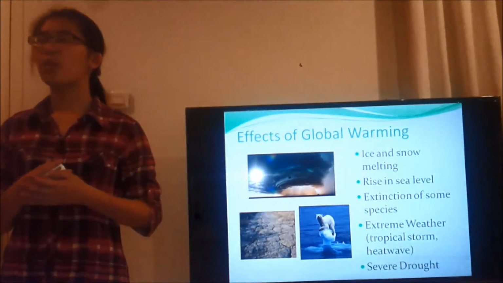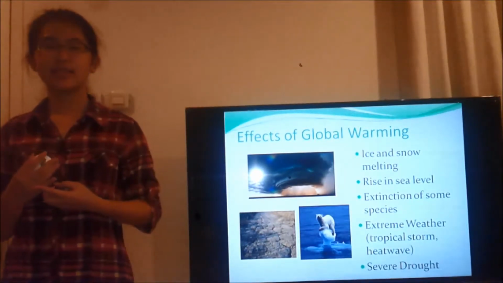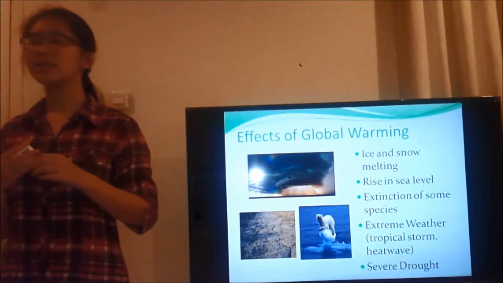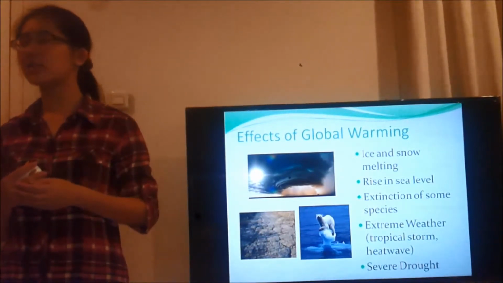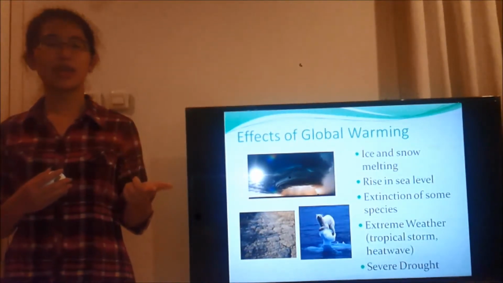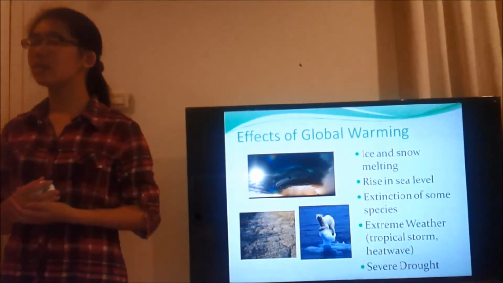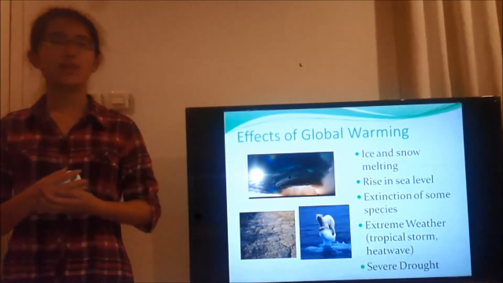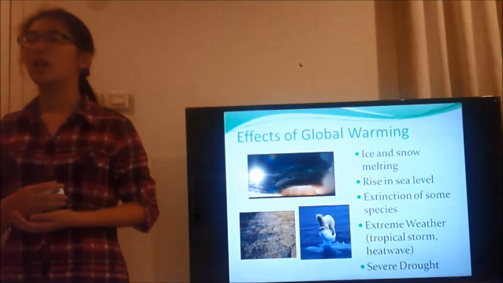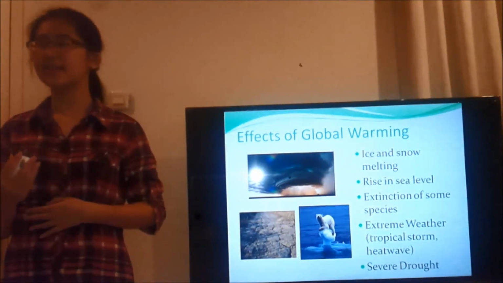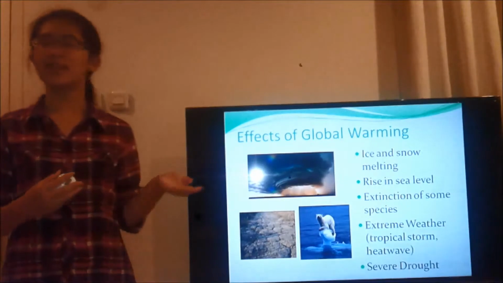What will happen when the Earth's temperature rises? First, of course, the ice, snow, and glaciers will melt. When they melt, it means more water on the Earth, which will cause the sea level to rise. Not only that, species that live in cold places, like polar bears and penguins, will lose their habitat and eventually become extinct. Global warming also causes climate change, which makes extreme weather like tropical storms and heat waves. And when the temperature continues to rise, when summer comes, it will cause severe drought.